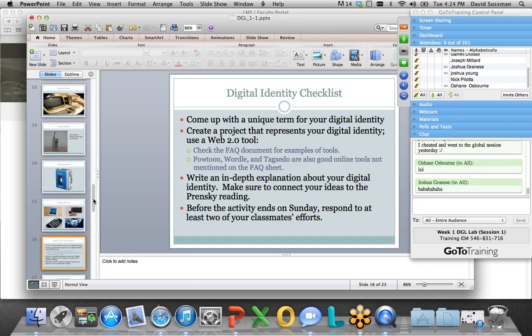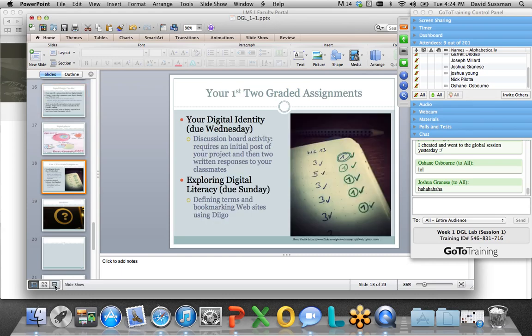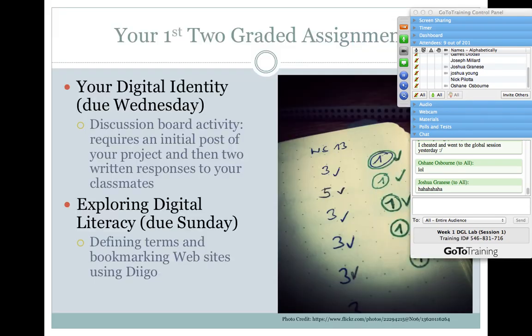There are 2 great assignments this week. That's the slide I wanted to move. The digital identity assignment, the first part of which is due this Wednesday. It's a discussion board activity. It requires you to post your digital identity project by Wednesday at midnight Eastern. And then you have until Sunday to respond to at least 2 of your classmates' efforts.